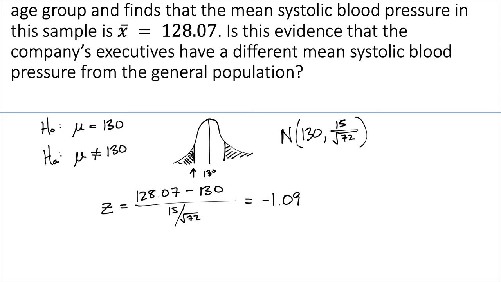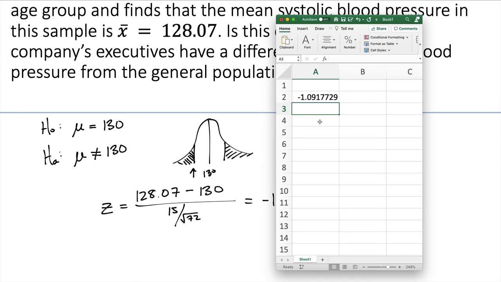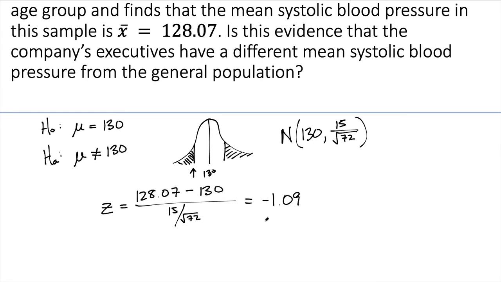So now I know I can get the area to the left of that and then just multiply it by 2. To get that, I can do that in Excel. This is a normal distribution that's been standardized. So norm.s.dist of that Z score that I just got, comma 1 for cumulative. That is the area to the left. And I take that and multiply it by 2. So 2 times that, and I get 0.275. That's my p-value.